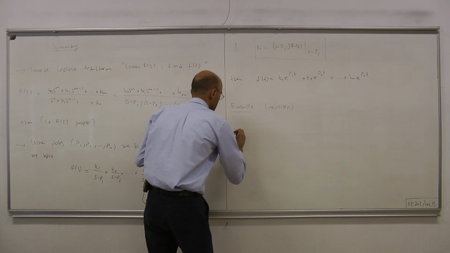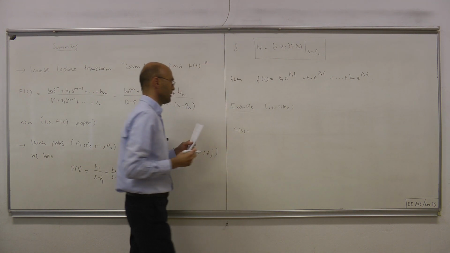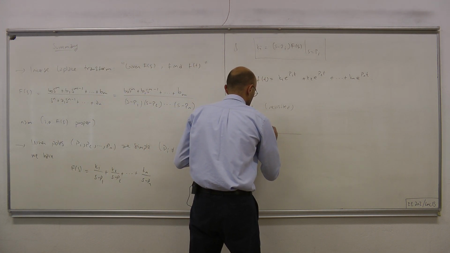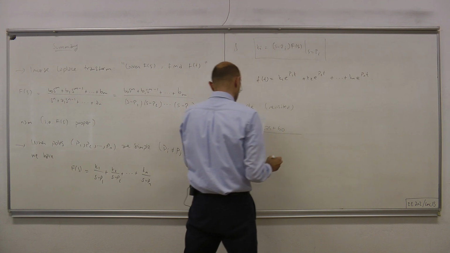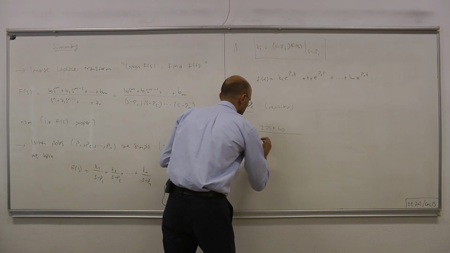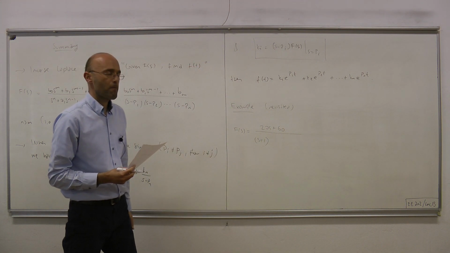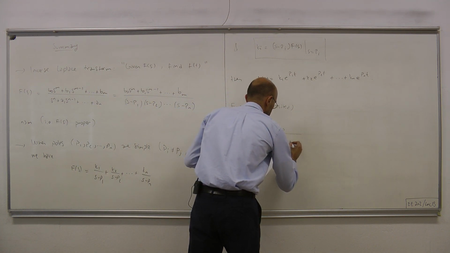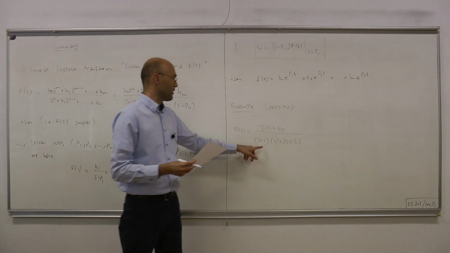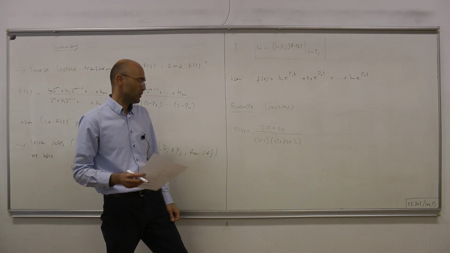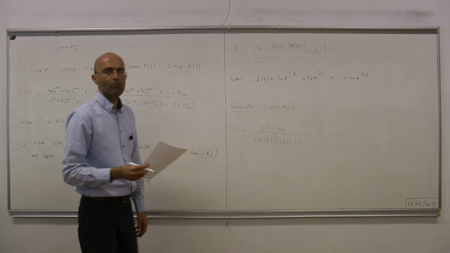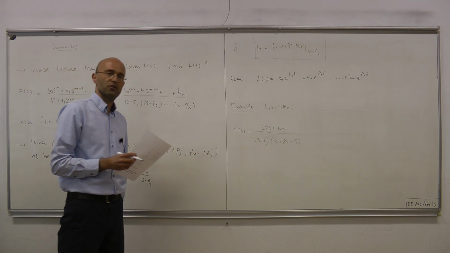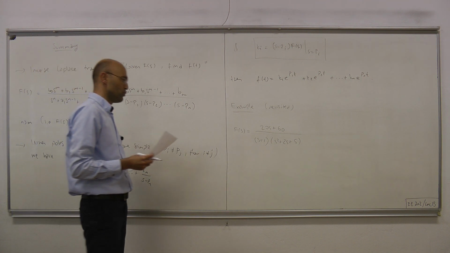We had the following F(s): 20s plus 60, over (s + 1)(s^2 + 2s + 5), and we had three simple poles. The first order term contains the pole at -1, and the second order term contains a complex conjugate pair of poles at -1 plus minus j2.